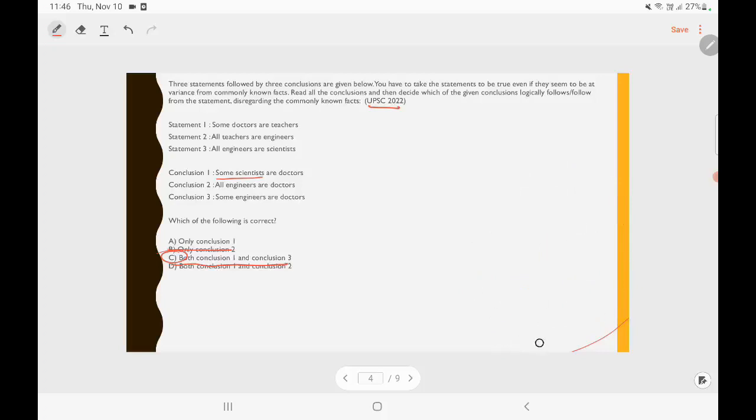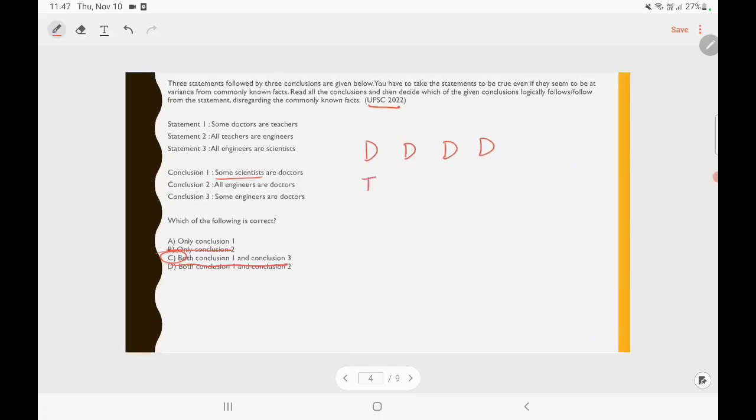So here it says that some doctors are teachers. So I am drawing, let's say D represents doctors. So this much doctors are there. Then some doctors are teachers. Let's say this doctor and this doctor are teachers, and there will be teachers who are not doctors as well. Now all teachers are engineers. There will be engineers other than this as well. Then all engineers are scientists. So this is scientist, this is scientist, and there will be scientists who are not engineers as well.